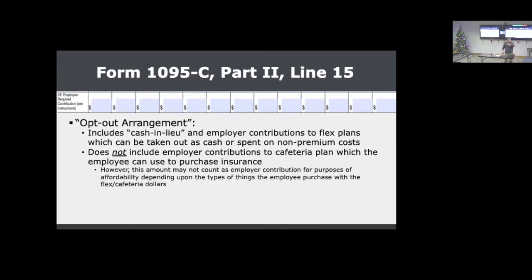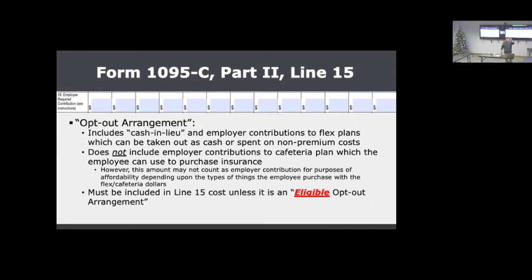If we put a certain amount of money into a 125 plan for an opt-out, that could be yet a different answer depending upon what that employee can do with the money in the 125 plan. Generally, if they can pay the cost of their insurance premiums with an amount you put into a 125 plan, that doesn't necessarily count as cash in lieu.